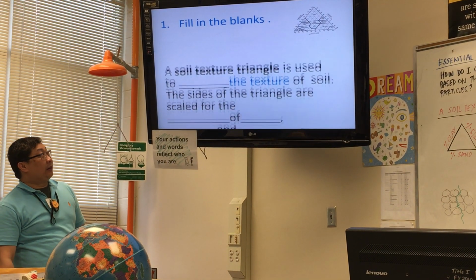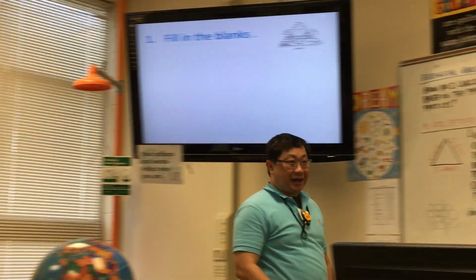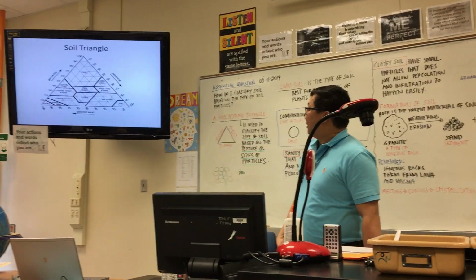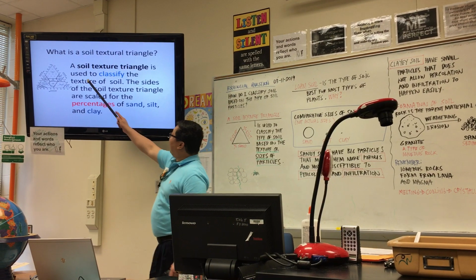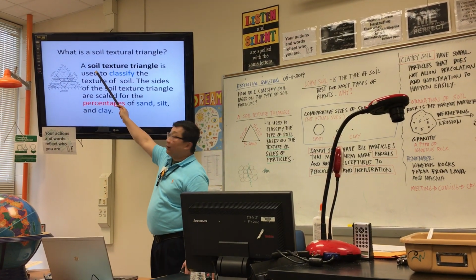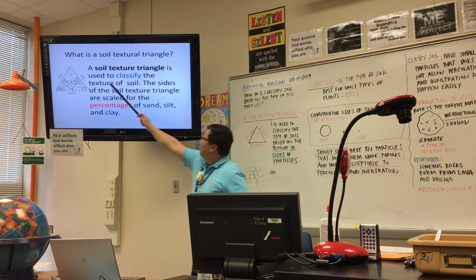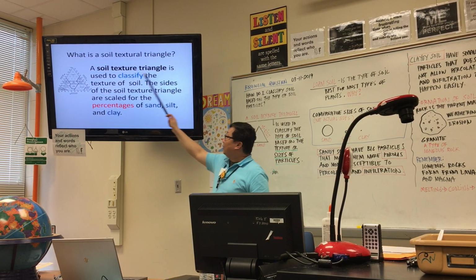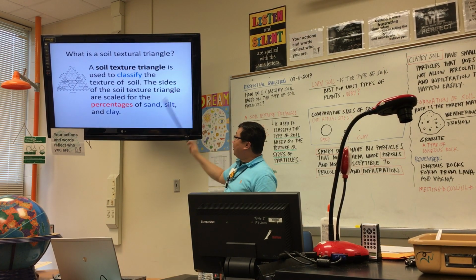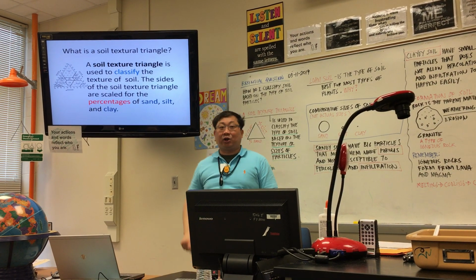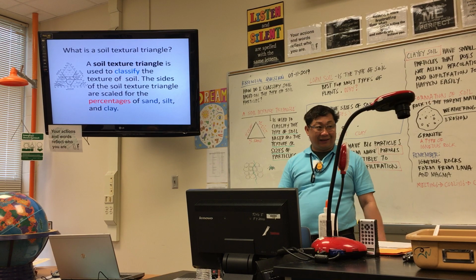Okay, let's try this. Let's go back to that one. I need you to read that. Okay, all of us read this. A soil texture triangle is used to classify the texture of soil. The sides of the soil texture triangle are scaled for the percentages of what? Okay, sand, silt, and clay.